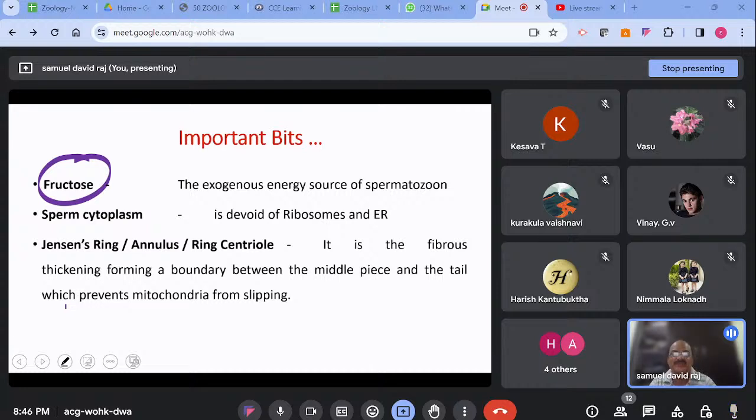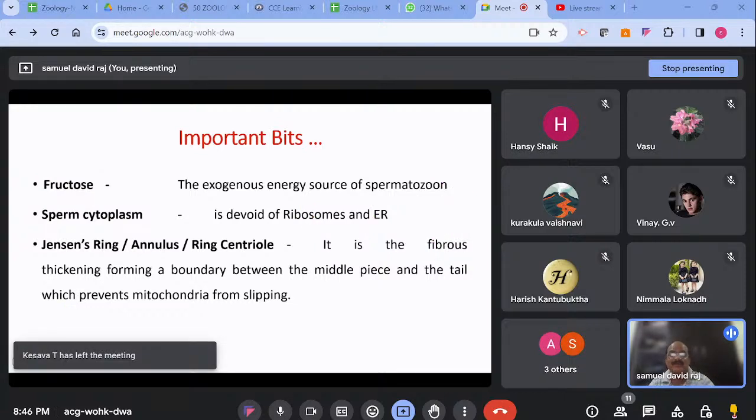Sperm cytoplasm does not contain ribosomes. Why? Because there is no nucleolus. It does not contain endoplasmic reticulum. Why? If endoplasmic reticulum is present, smooth ER produces lipids, and rough ER produces secretory proteins. The sperm neither produces lipids nor secretory proteins. Hence, endoplasmic reticulum is not required at all.